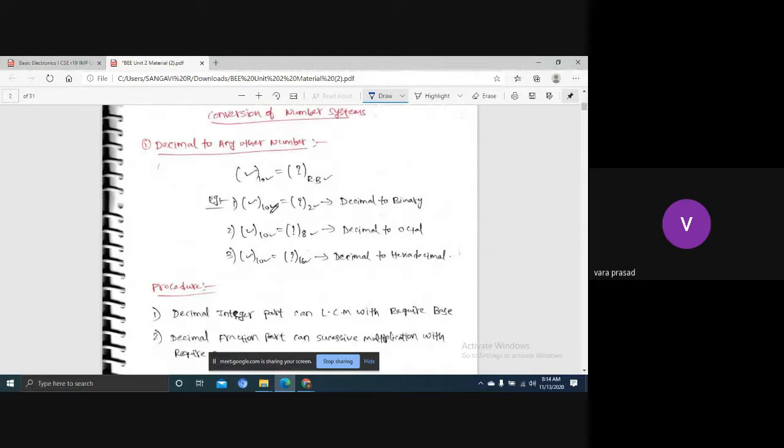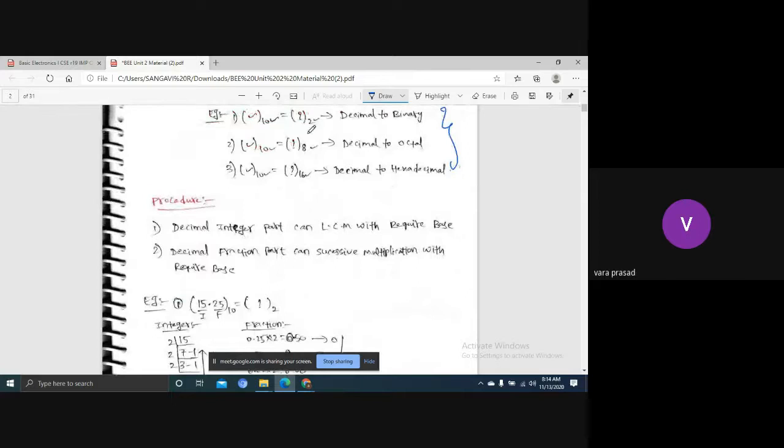See here, the first conversion is decimal to any other number system. Decimal means the given number is decimal, and any other number is binary, octal, or hexadecimal. These three conversions I will complete with a single procedure.